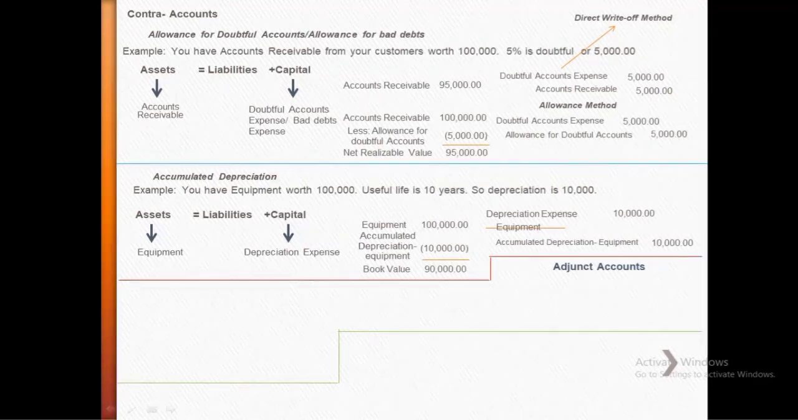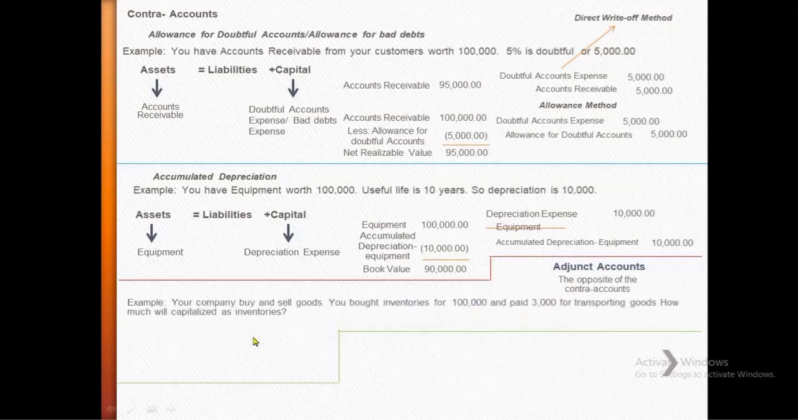These accounts can still be considered as sub-accounts of a main account, just like the contra accounts. However, their balances add to the balances of the main accounts. That is why this is called the opposite of contra accounts. An example is when your company buys and sells goods.